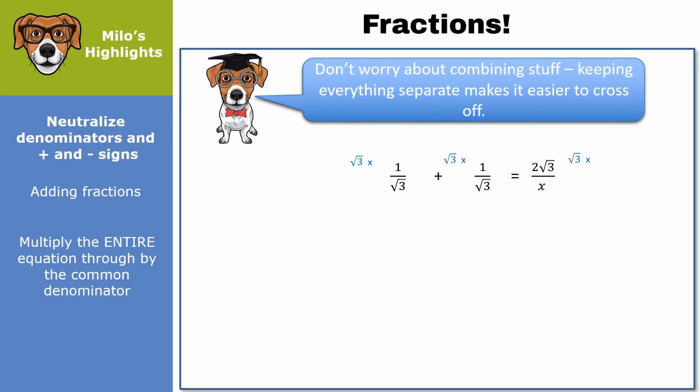All right, let's see what crosses off. The root 3's cross off, and the x crosses off over on the right side of the equation, and we're just left with x plus x equals 2 times root 3 times root 3.